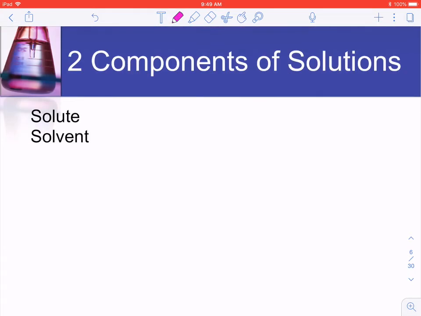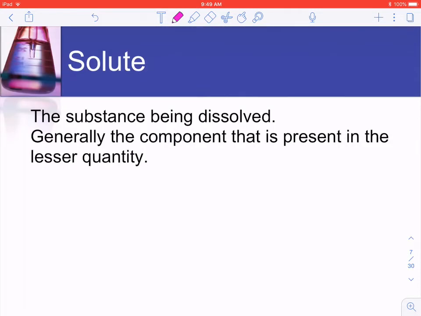When we look at that solution, there are going to be two parts of it that we look at. One is called the solute, one is called the solvent. The solute is the thing that is getting dissolved. Typically there's less of it, and it's the thing that we want to break down and make go away and disappear, if you will, into the thing that's dissolving it.